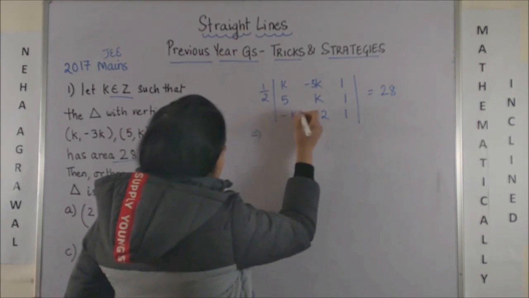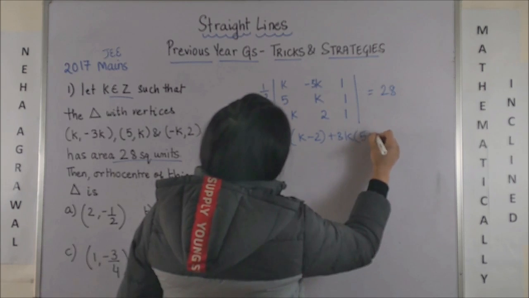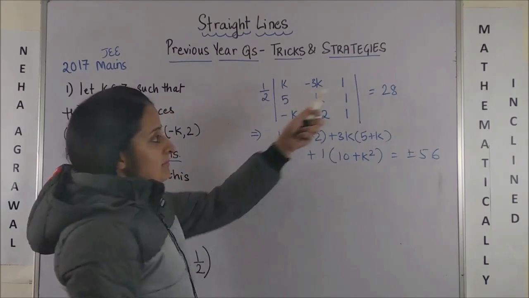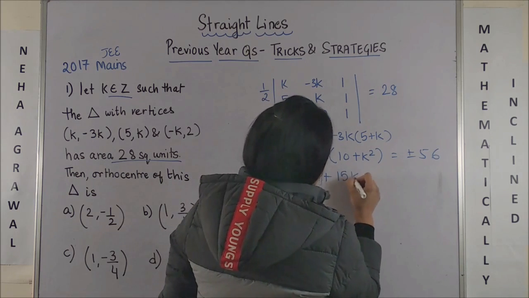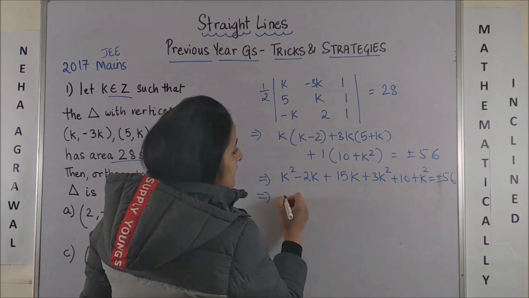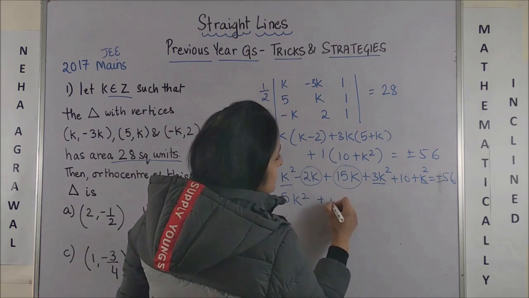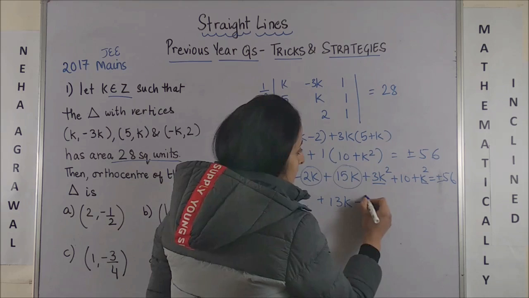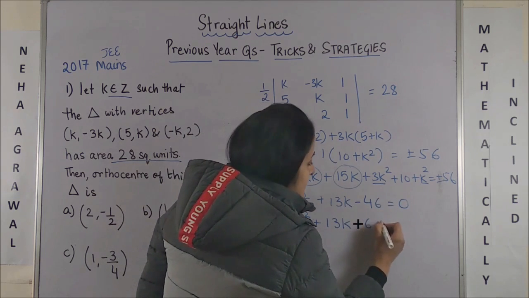So here we have, I can expand this as well. This gives me k into k minus 2 plus 3k 5 plus k plus 1 into 10 plus k square is equal to plus minus 56, as I am multiplying the 2 on that side. So opening this, we get k square minus 2k plus 15k plus 3k square plus 10 plus k square is equal to plus minus 56. Further, this gives us, if I combine all this, 5k square, and this one is 15k, and this so plus 13k. Now, if I consider both the cases, one of them gives me minus 46 is equal to 0, and another equation becomes 5k square plus 13k minus 66 is equal to 0.